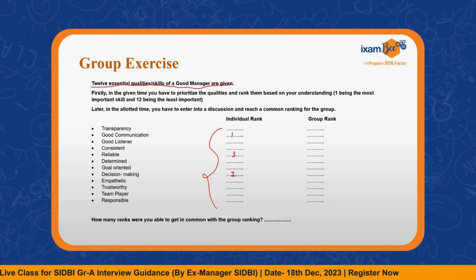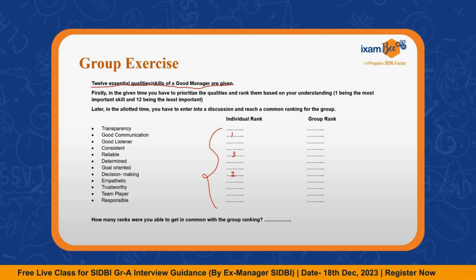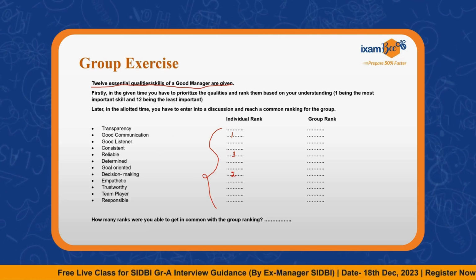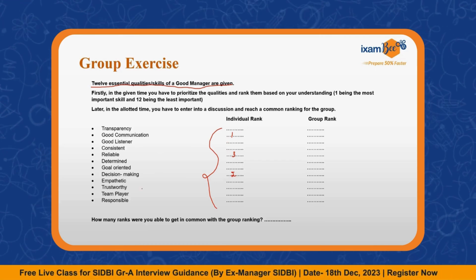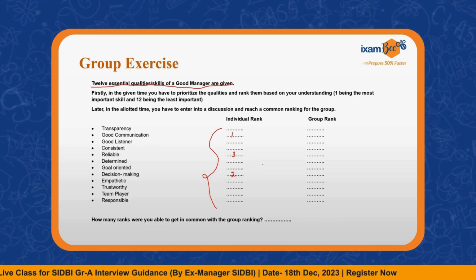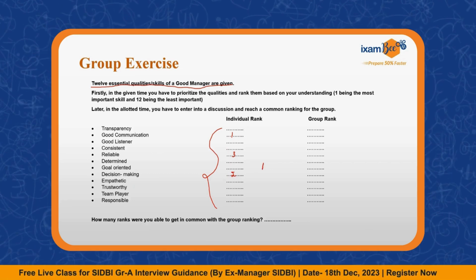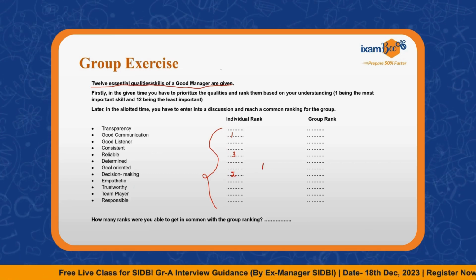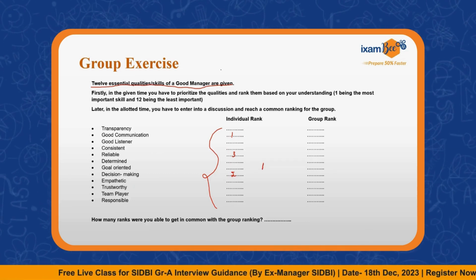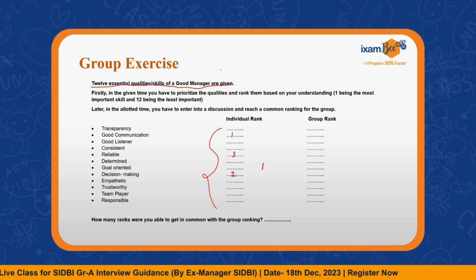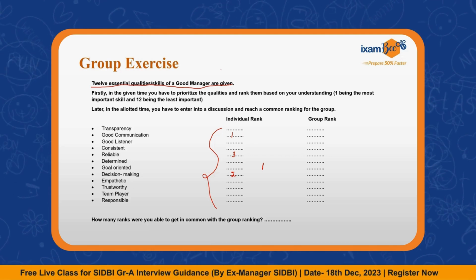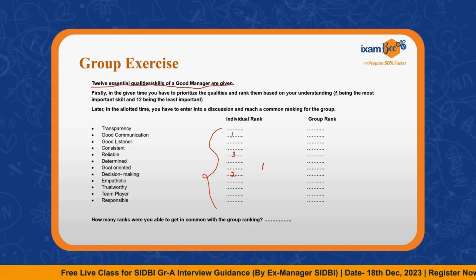Then you engage in a group discussion to come to a ranking of the group. Now, suppose one of you has given good communication as the first rank, and another person has given goal-oriented as the first rank. Let's take an example. Akhil is saying that communication should be the first priority, and Ankesh is saying that goal oriented should be the first priority.